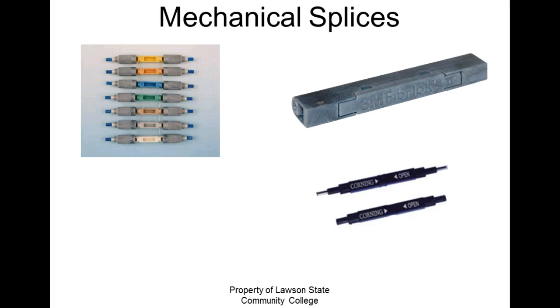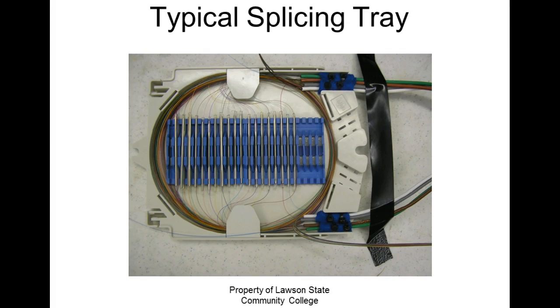This is a Corning splice. We also have these. I can't find the little unit. These are what we call splicing trays. Your splices are going to go into a tray, and the tray is going to replace all the mechanical support that was in there. This is a typical splicing tray.